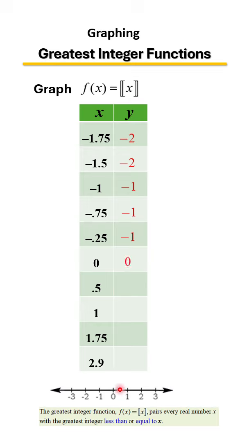0.5, that's like a half. And even though it's in between, we always round to the left, so the closest integer would be 0. 1 is already an integer, so the output is going to be 1. 1.75 is closest to 2, but we always round to the left, so the closest integer would be 1. Last one, 2.9, and even though that's almost 3, we still have to be careful and round to the left, so the closest integer to the left would be 2.